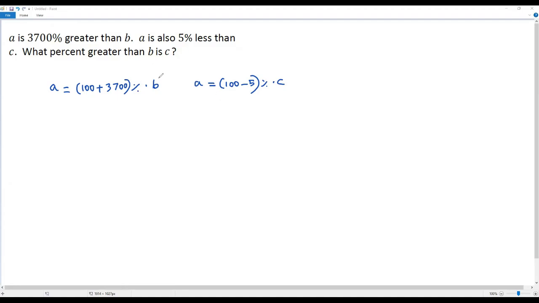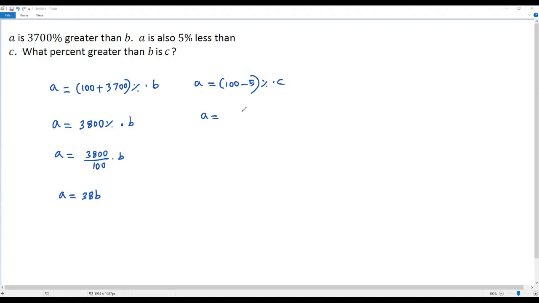Okay, now let's do some simplification over here. That is A equals to, when I add 100 and 3700, I am getting 3800 percentage times B. Okay, A equals to, we can write this percentage as a fraction. Then we get 3800 over 100 times B. Okay, here when I divide this 3800 by 100, I am getting 38. That is 38B.